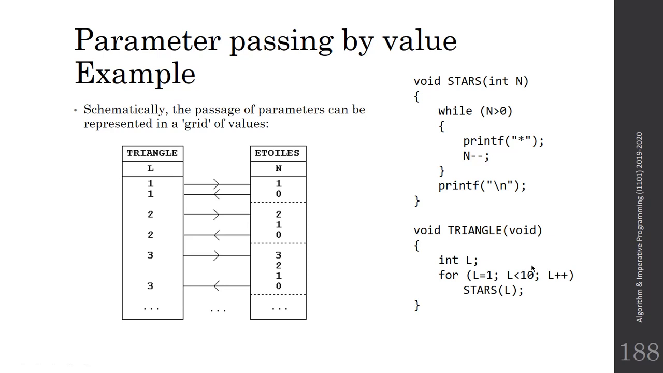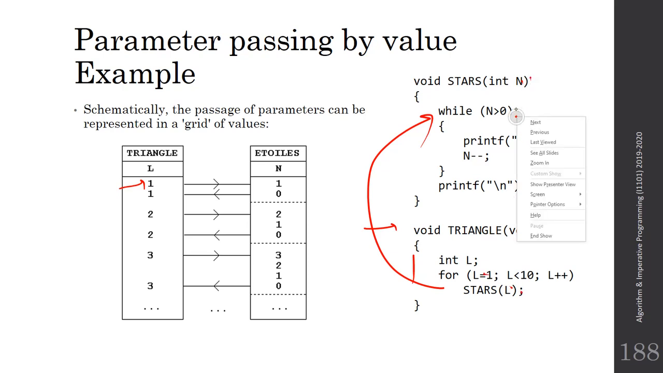So we already did the memory state. However, here it's more succinct in terms of schematically drawing it. So I'm starting with triangle. So triangle has an L. For L equal to 1 to 10, I'm doing star plus plus. So this is the value of L. For L equal to 1, I will go to stars. So N would contain 1 because L contains 1. And as long as N is greater than 1, I will print 1 star and do minus minus.